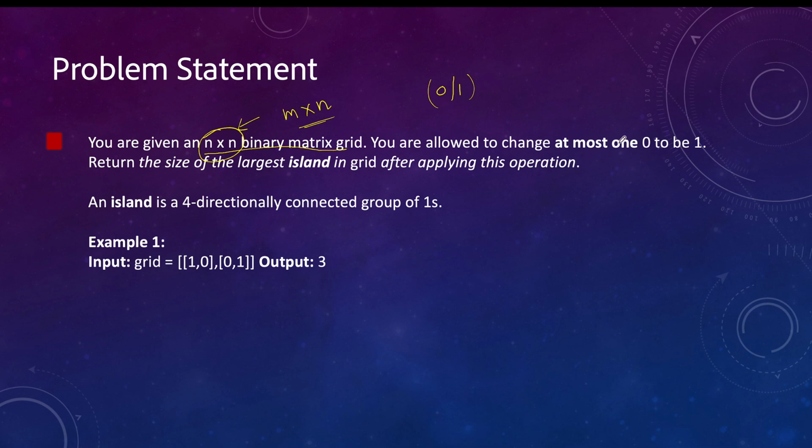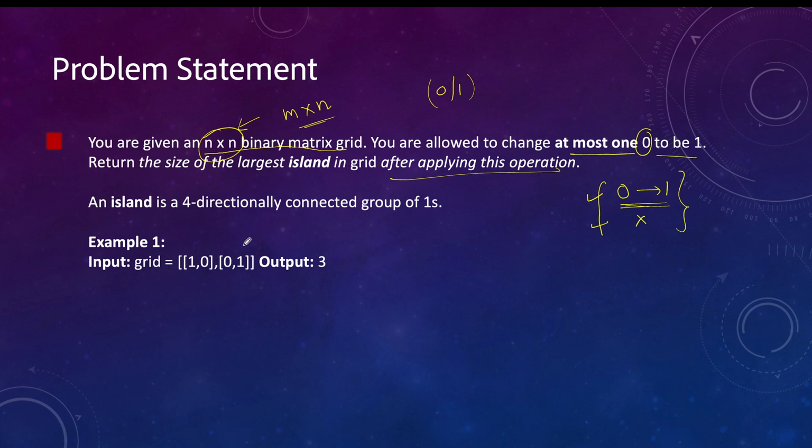So you are allowed to change at most 1 zero to 1. So either you convert 1 zero to 1 or you don't convert. You cannot convert more than 1 zero. Then we have to return the size of the largest island in the grid after applying this operation. So either this operation is applied or not.